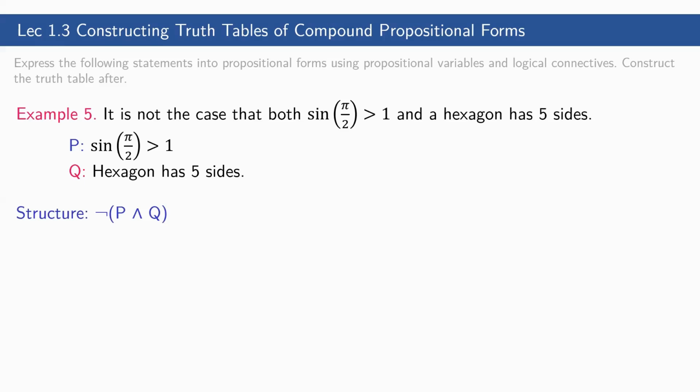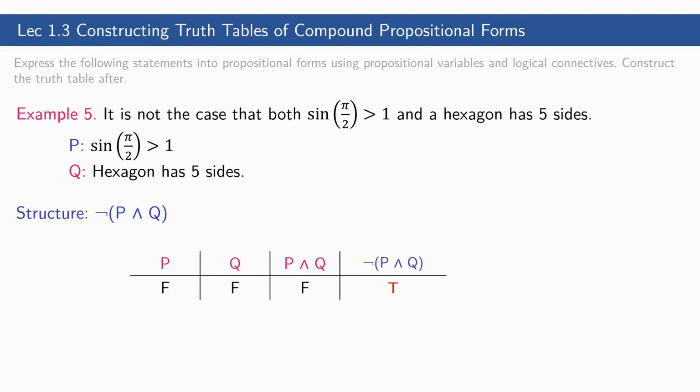Let us now have the truth table for this. Our P is false because sine pi over 2 is equal to 1. And then Q is also false because a hexagon has 6 sides. Now, when we combine them together to form a conjunction, that would be false. And then when we negate the entire conjunction, that would be true. So the statement, it is not the case that both sine pi over 2 is greater than 1 and a hexagon has 5 sides is logically true.